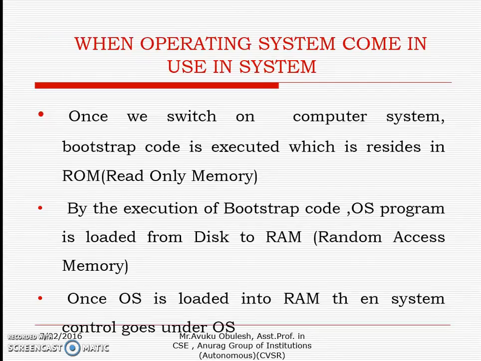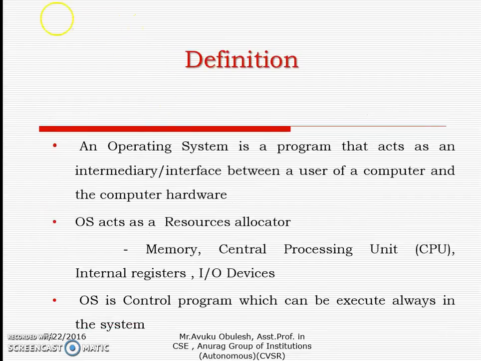Once the operating system is loaded into RAM, from there onwards the entire computer system comes under the control of operating system. The first point I want to clarify is the definition of operating system. Basically, the operating system can be defined as an interface. That is, operating system is an interface in between computer user and computer hardware.